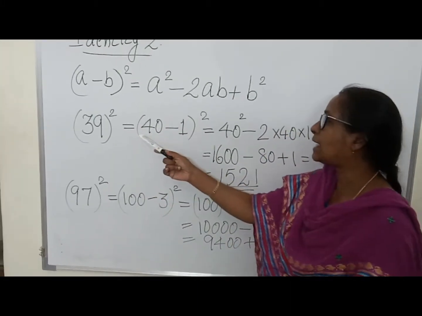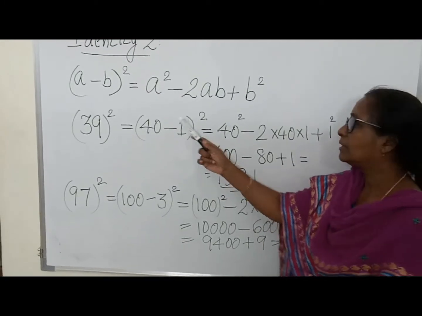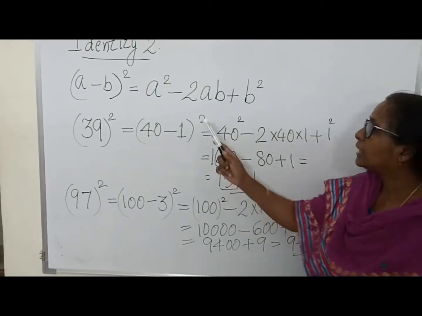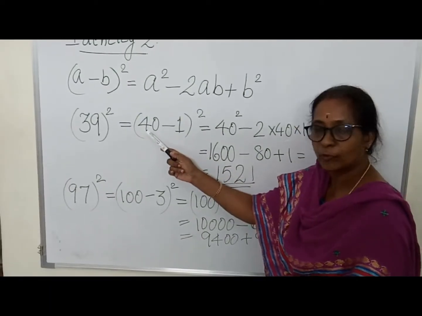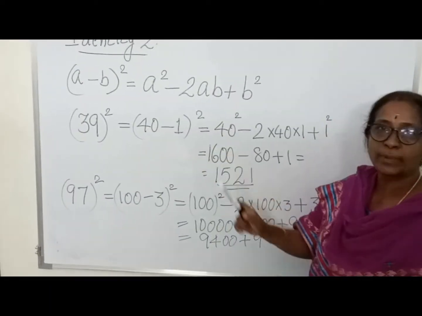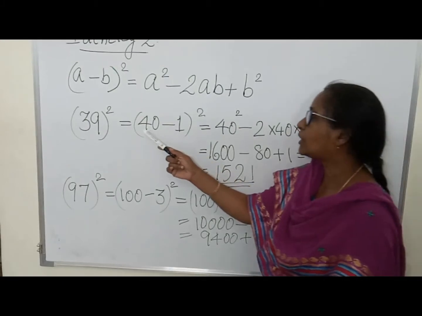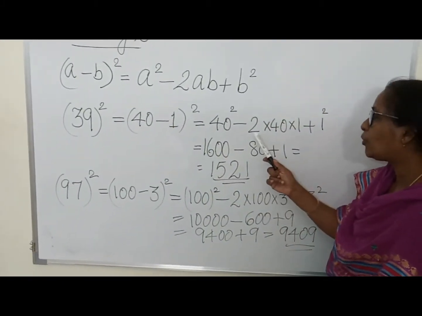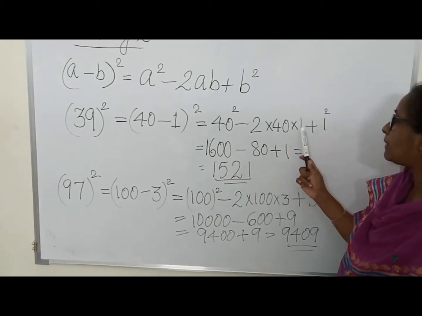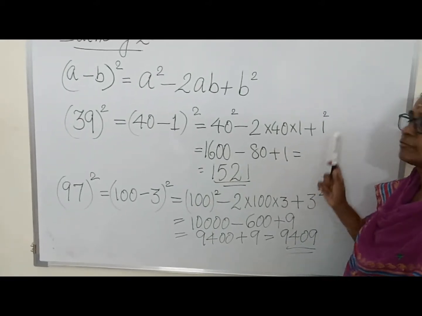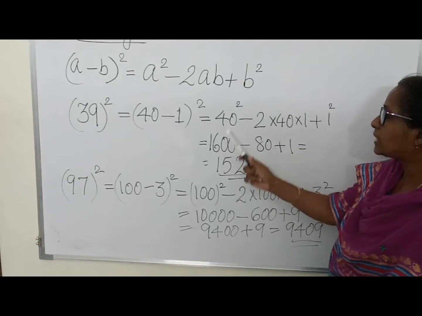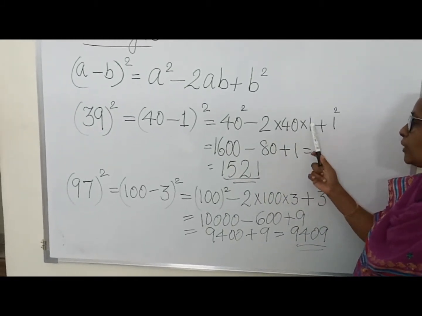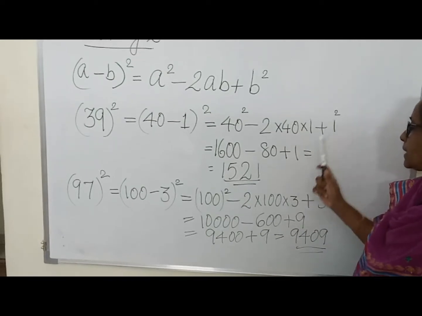So write 39 as 40 minus 1. So 39 square is 40 minus 1 whole square. Now in place of A you keep 40 and in place of B you keep 1. So what is it? 40 square minus 2 multiplied by 40 multiplied by 1 plus 1 square. That is 40 square is 1600 minus 2 into 40 into 1 is 80 plus 1.